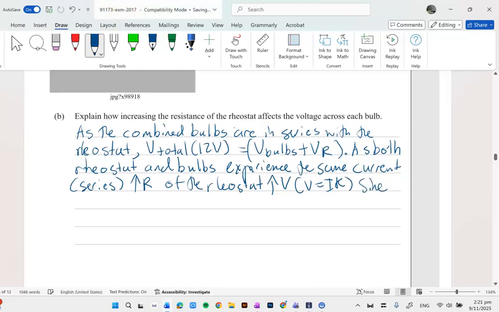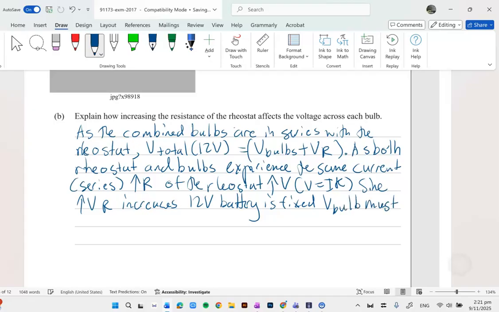Since V of rheostat increases, and the 12 volt battery is fixed, V bulb must decrease because it cannot go over that 12 volt limit. Okay, that's all you need.